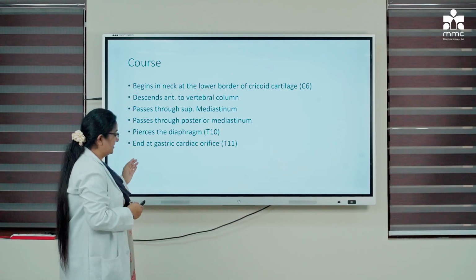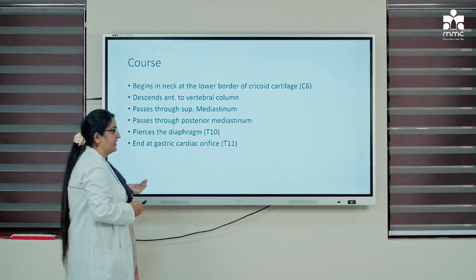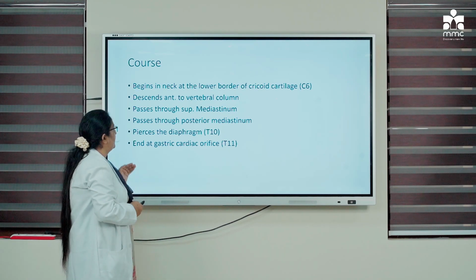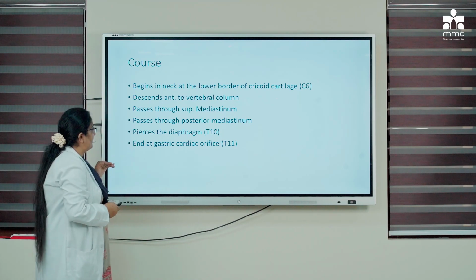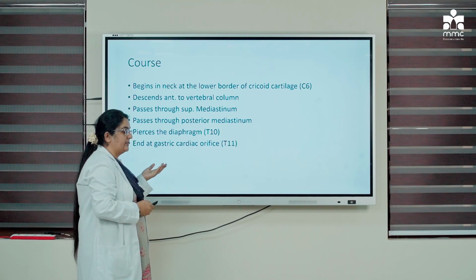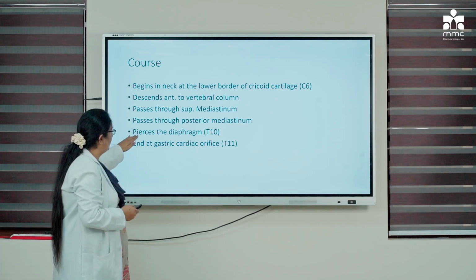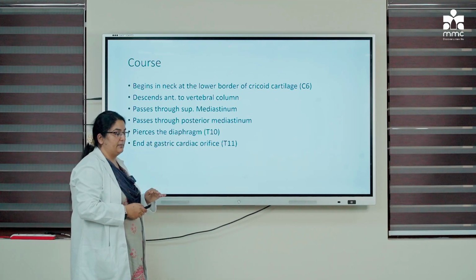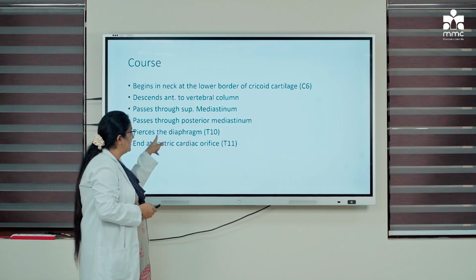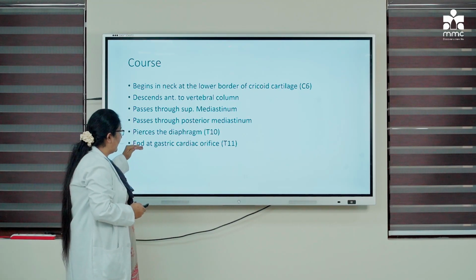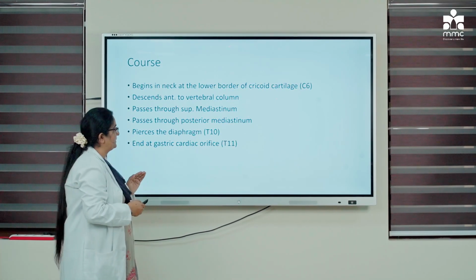Now, if we want to talk according to the vertebral level, as we know already, it begins in the neck. What is the vertebral level? C6 vertebra. Then it passes anterior to the vertebral column. Apart from that, it is passing through our superior mediastinum, then to the posterior mediastinum. From posterior mediastinum, it will pierce the diaphragm. Here the important thing to keep in mind is at what level it is piercing the diaphragm. So at the level of T10, it is piercing the diaphragm, and it ends at the gastric cardiac orifice. That means vertebral level is T11.